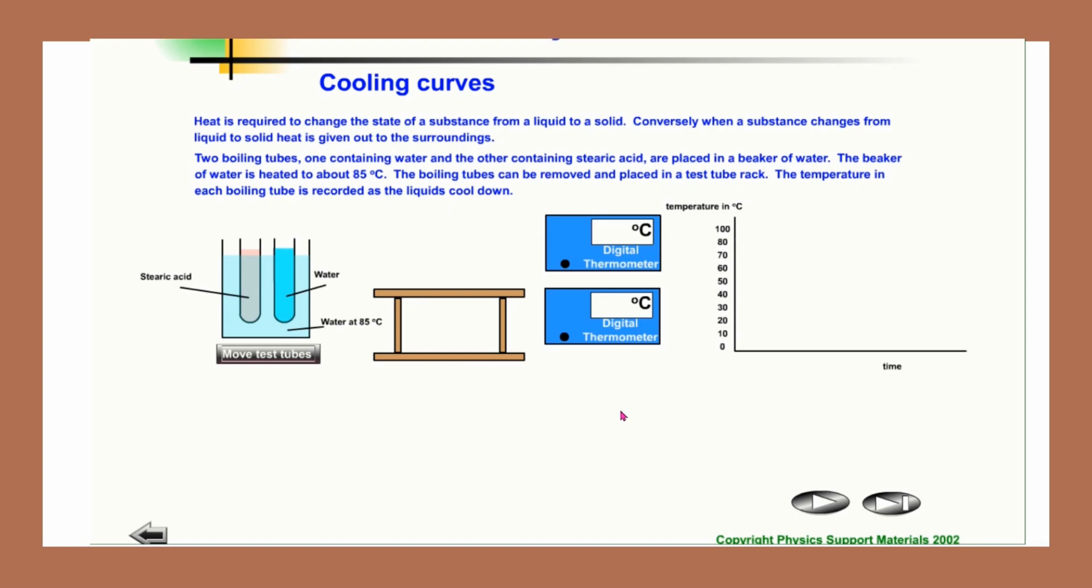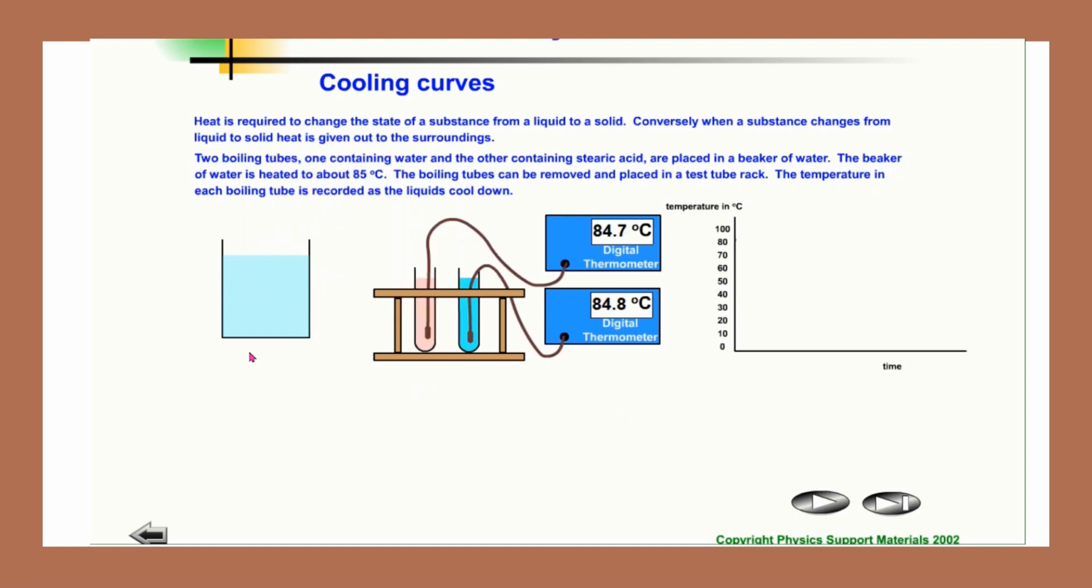The beaker of water is heated to about 85 degrees Celsius, and then we're going to remove them like this, connect them to digital thermometers, place them in the rack, and we're going to just leave them to cool. Because they were in the water bath at about 85 degrees Celsius, the starting temperature of both of these boiling tubes with their contents was also 85 degrees Celsius.